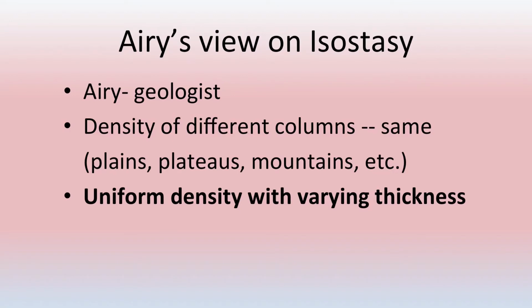Airy was a geologist and he said that density of different columns on the earth's surface is the same. Different columns, what do we mean by that? That is plains, plateaus and mountains, etc. According to Airy, the density of all these features are the same. So, there is uniform density with varying thickness.